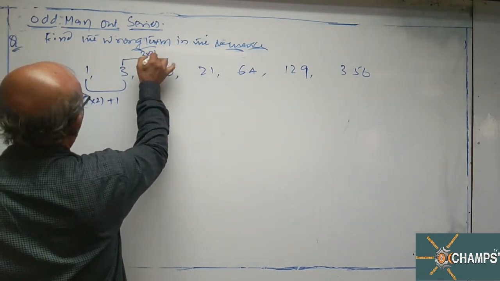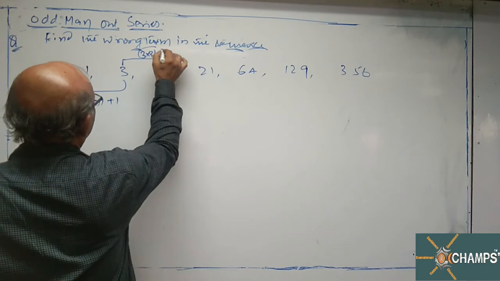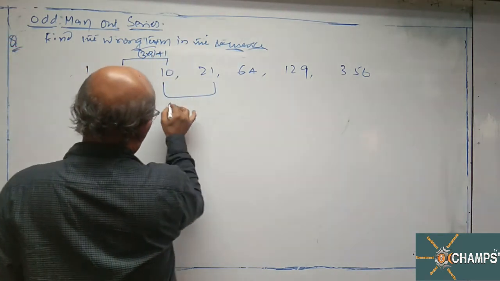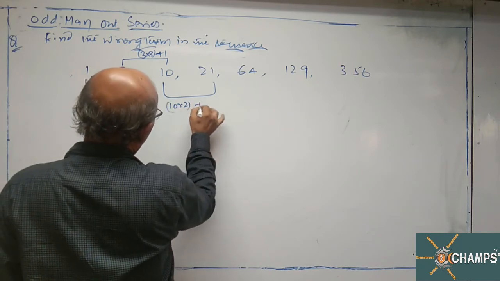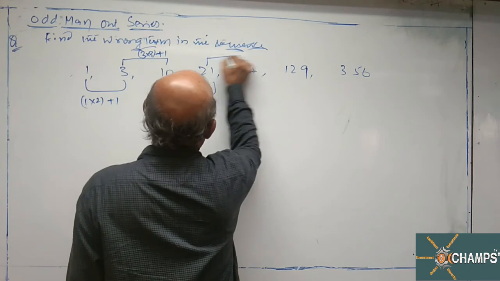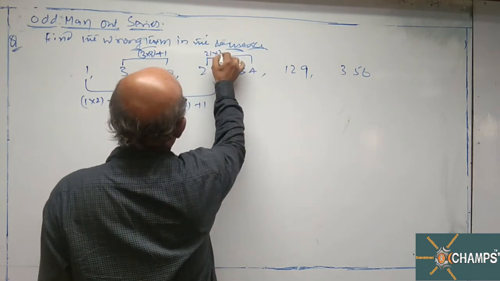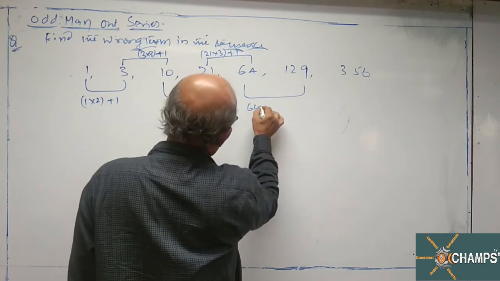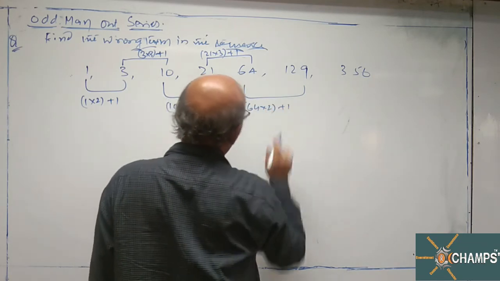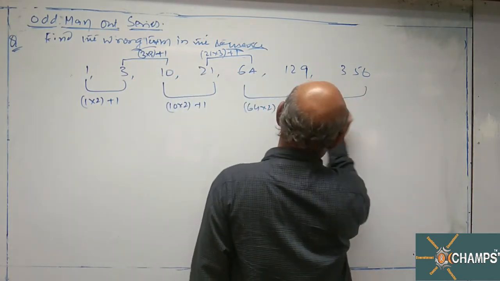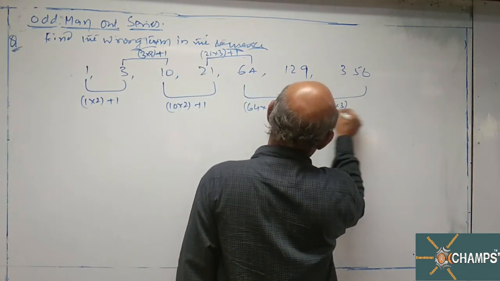Here it is 3 into 3 plus 1, 10. 10 into 2 plus 1, 10 into 2, 20 plus 1, 21. Here it is 21 into 3, 63 plus 1, 64. 64 into 2 plus 1, 128 plus 1, 129. So it should be 129 into 3 plus 1.